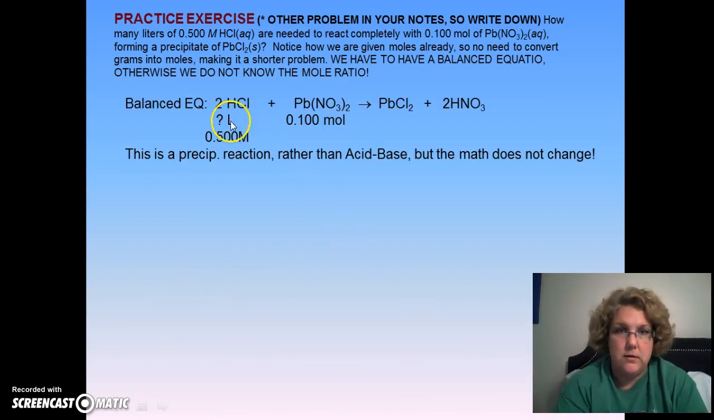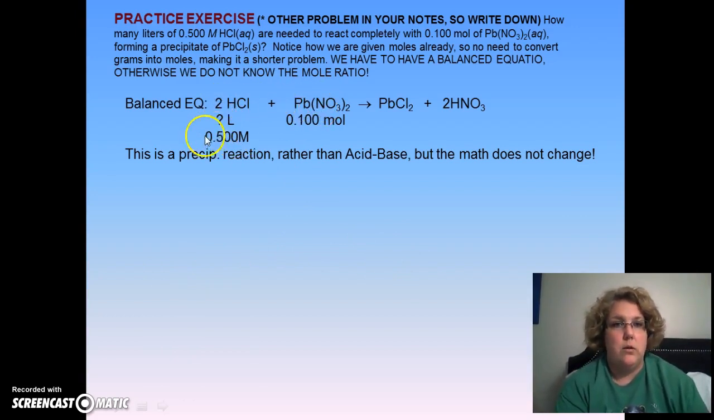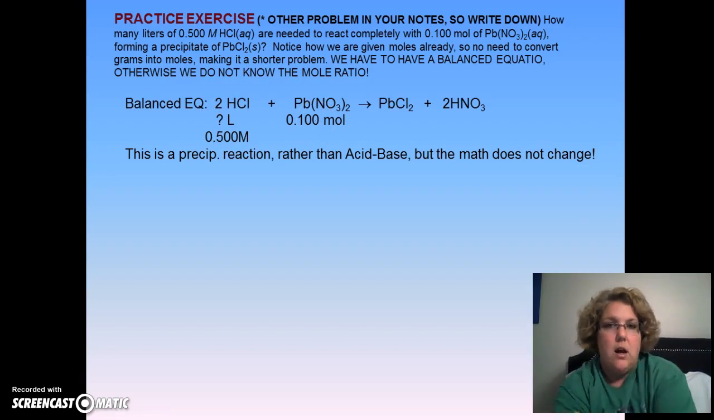So write out your balanced equation. There's 2 hydrochlorics to every 1 lead nitrate. We know it's half molar hydrochloric. We're trying to find out how many liters it's going to take to go with 0.1 moles of lead nitrate.